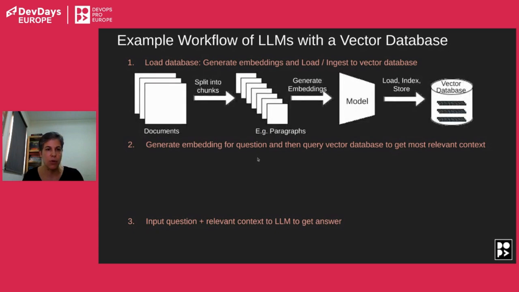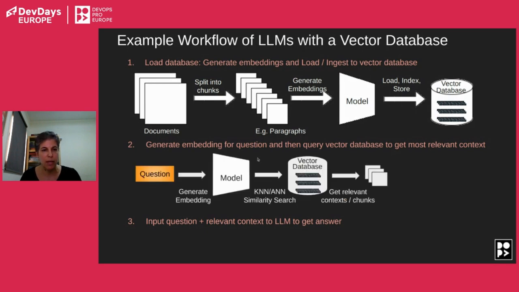So this is how it goes. We have the documents, as I said, maybe it's PDFs, maybe it's email, Slack messages, product catalog. We split it into chunks, digestible chunks. Maybe it's a paragraph. We generate an embedding for each chunk through a machine learning model, like a foundation model. We load, index, and store in the vector database those vector embeddings, the metadata, and sometimes even the documents themselves.